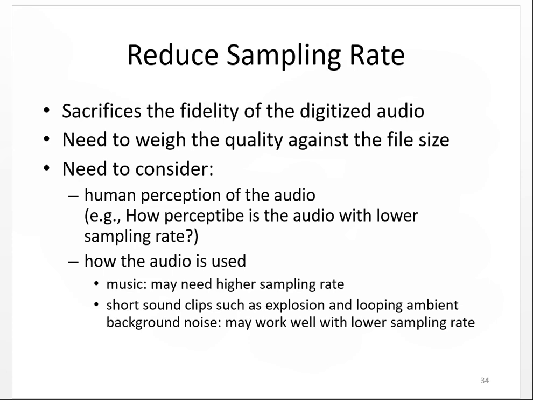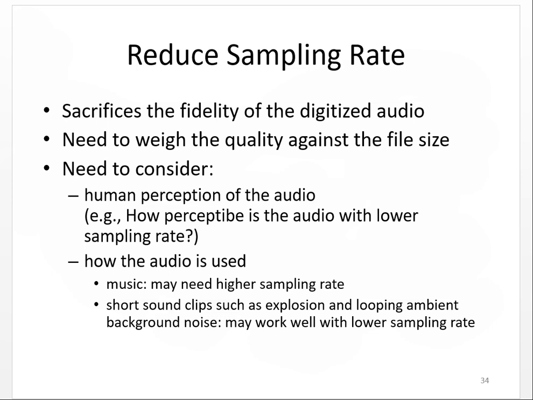So now coming to reducing the sampling rate, again it's all about reducing the file size. You are going to sacrifice the fidelity of your digital signal when you reduce the sampling. When you reduce your sampling rate, your quality is going to be disturbed, not in good quality. So once you are doing that, it means you are sacrificing your fidelity. The second point is that you need to weigh the quality against the file size, again based on reducing the sampling rate.